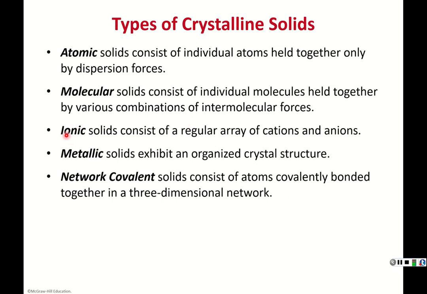Ionic solids consist of a regular array of cations and anions held together by electrostatic, or ionic, forces. Metallic solids exhibit an organized crystal structure of just metal atoms. And finally, network covalent solids consist of atoms covalently bonded together in a three-dimensional network. So these are atoms that are physically bonded together and not just held together by dispersion forces. You can have that as well.